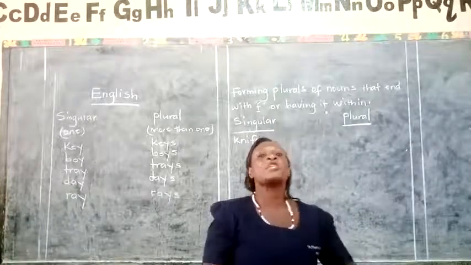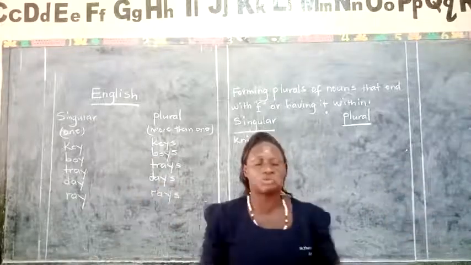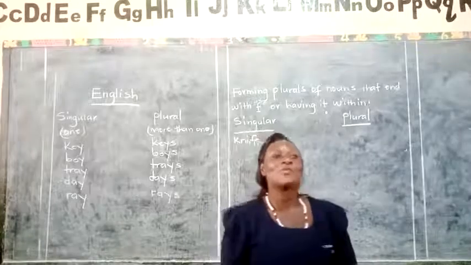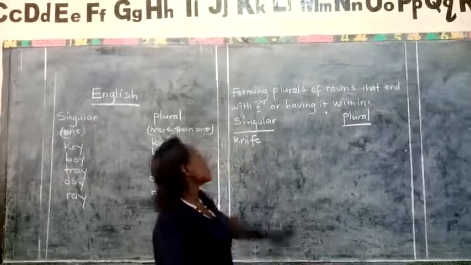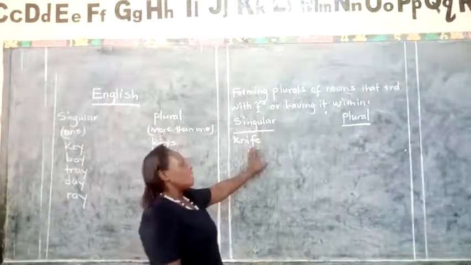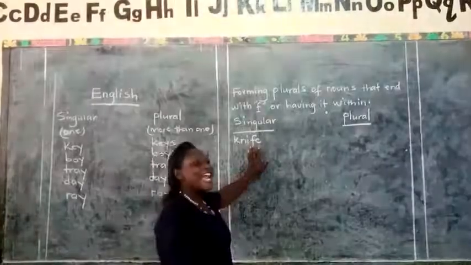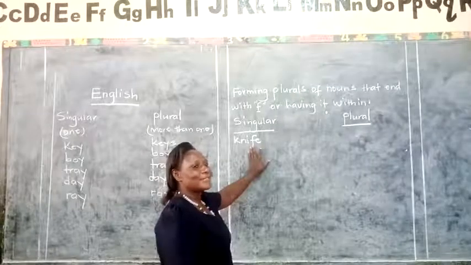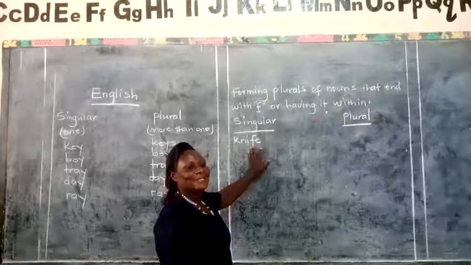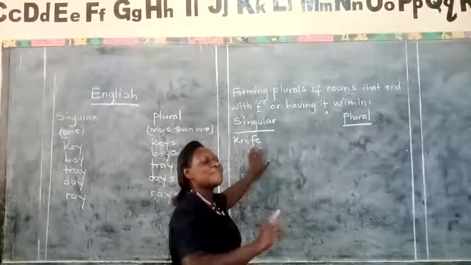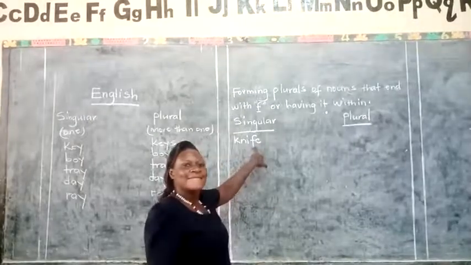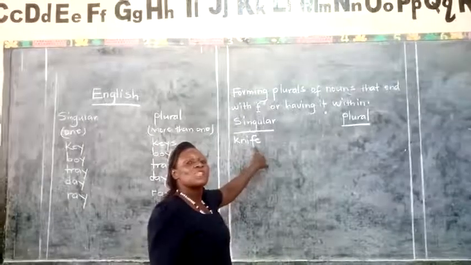But what about when there are more than one, a collection? Do we again say knife? No, we don't say knife. For this case, we are going to say knives. Knives. You hear there is V, V, V. With this F here, it is going to change to V.